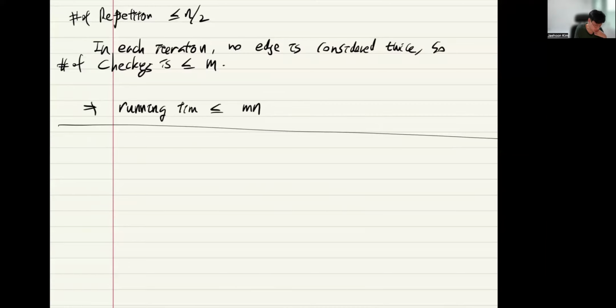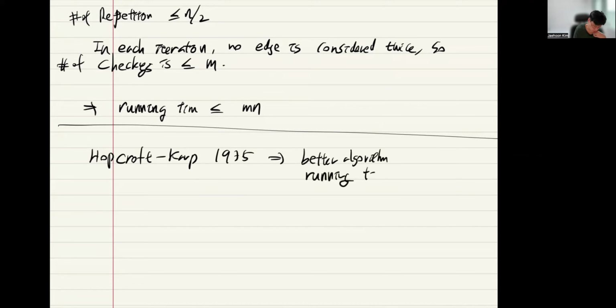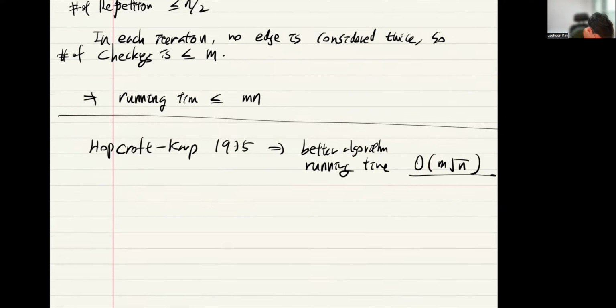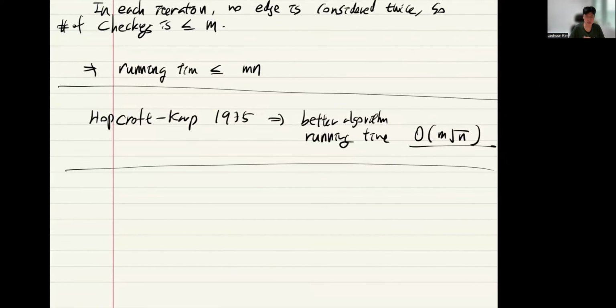And there are actually better algorithms by Hopcroft and Karp in 1975. A better algorithm with a running time of big O of m times square root of n. n is the number of vertices, m is the number of edges. And big O means that there is some absolute constant, say 10 to the 10 times m square root of n is sufficient. And we write this when we don't really care about this constant. And this was for bipartite graphs.